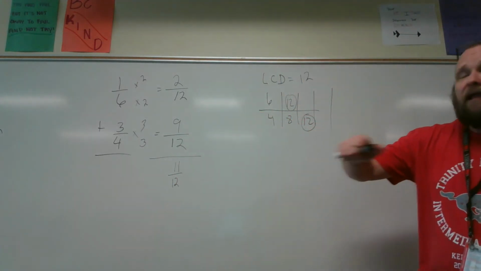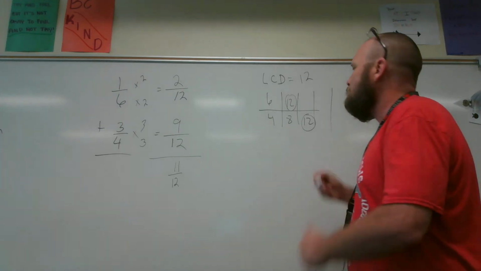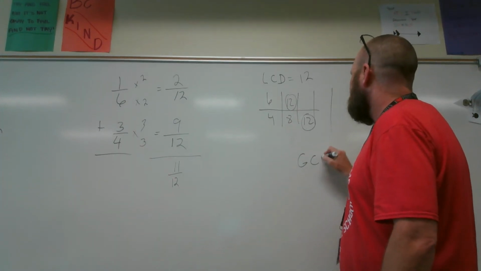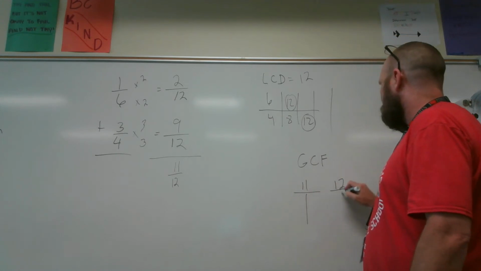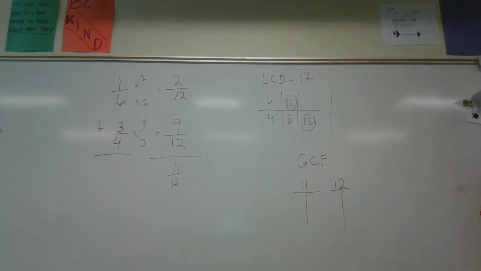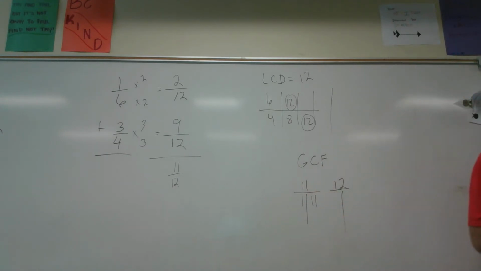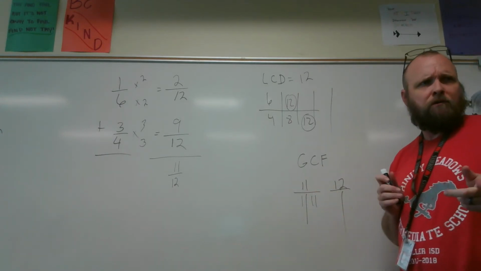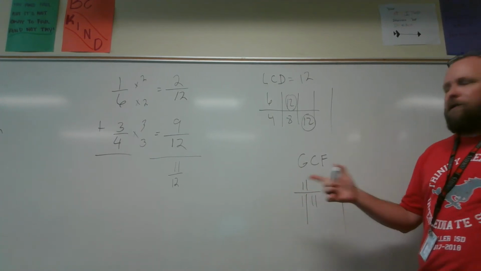Rainy! Can 11/12 be simplified? No. Let's check, Rainy. Greatest common factor for 11 and 12. Rainy, what are my factors for 11? 11 and 1. Any others? You sure? Yes. Okay, good. So what kind of number is that? Prime. It is a prime number.